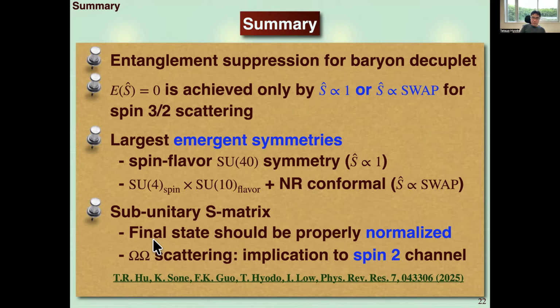Now, for identical particle scattering, we need to make a normalization of the final state carefully. And in the omega-omega scattering case, where only one of the components is known from lattice QCD, we can have some indication or prediction for the spin 2 component. That will be useful for the phenomenological application of this omega-omega scattering system. Okay, that's all. This is the result of what we found in this paper.